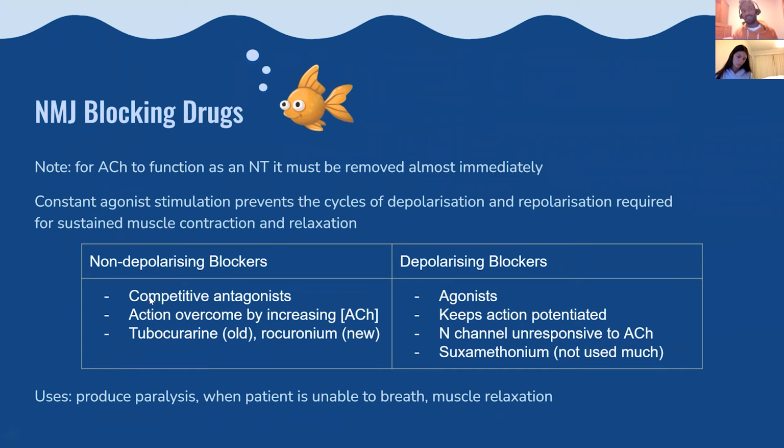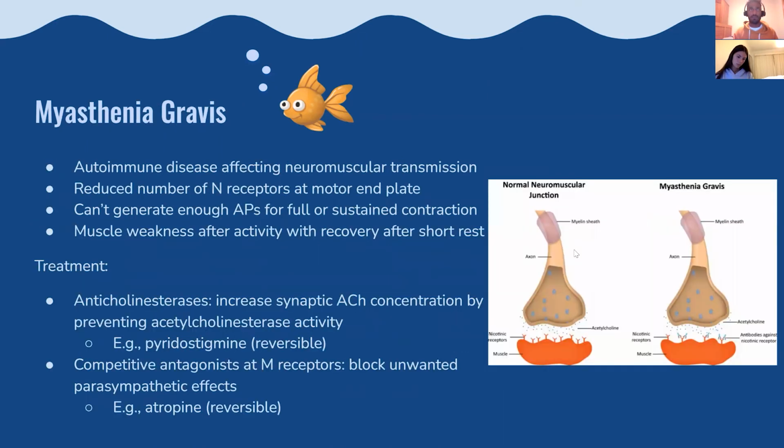Why would we use any of these? Well, we might want to produce paralysis, temporary of course, maybe before surgery, something like that. If the patient is unable to breathe, that's probably due to smooth muscle constriction in the airway, so we want to relax that. And yeah, these two methods will produce muscle relaxation. So we can't produce the signals that actually contract the muscle, because there's some sort of blockage going on between the nerve and the muscle.